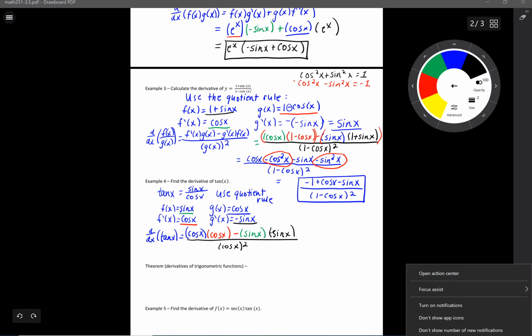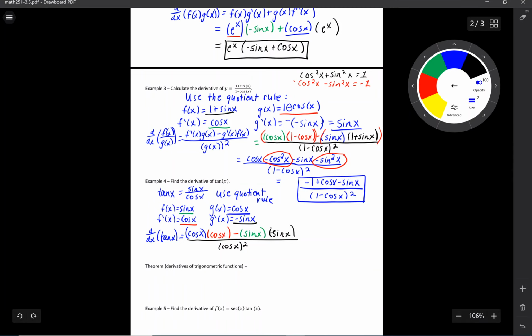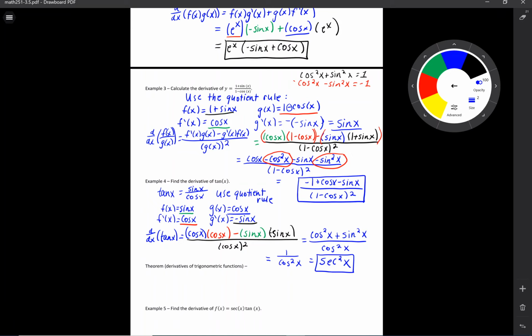So if I were to multiply all of this out, I would get cosine squared x plus, because I have a double negative there, sine squared of x over cosine squared of x. Well, I know that cosine squared of x plus sine squared of x is equal to 1. So I get 1 over cosine squared of x. And what is 1 over cosine of x? We define this to be secant of x, and I have secant squared of x. So the derivative of tangent x is equal to secant squared x.